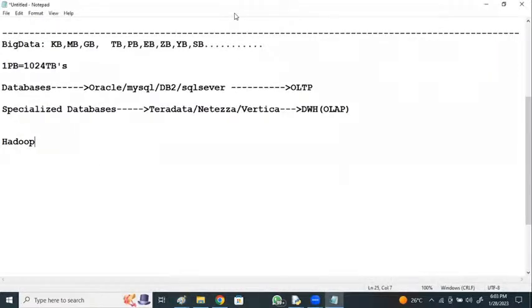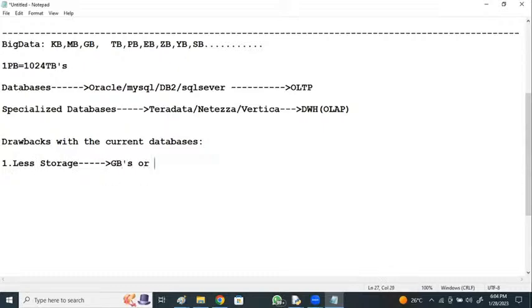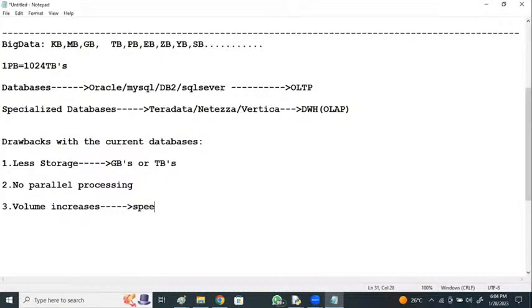Now you may ask, why are databases like Oracle not used for storing Hadoop's data? Drawbacks with the current databases. First, most of the databases have very little storage; they can handle in GBs or TBs. Second, there is no parallel processing in most of the databases. And third, if volume increases, speed decreases.